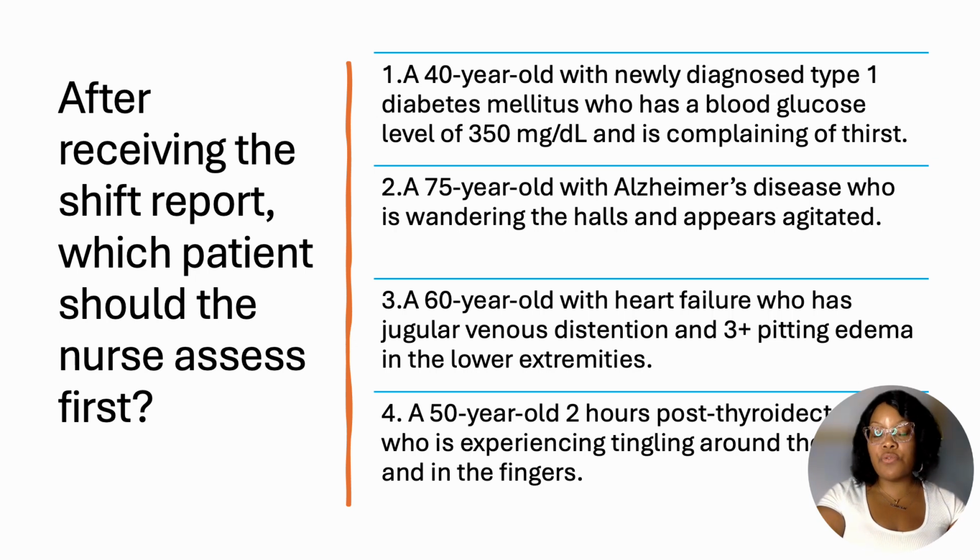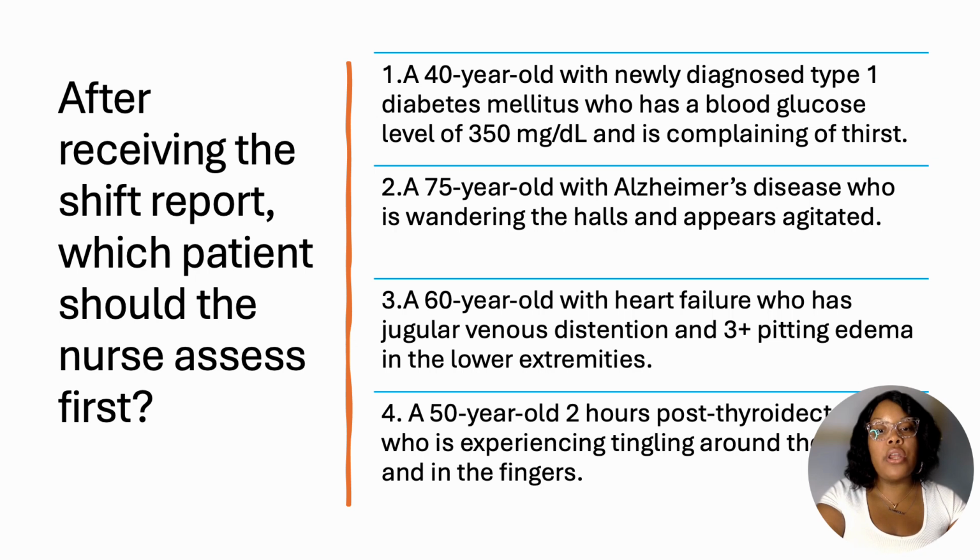So you see how this one was more complicated? We would have to know what are some things that we need to look for after a patient has had thyroid surgery. All right, so why wouldn't we go see the diabetic patient first? Because thirst is a sign and symptom of their blood sugar being so high. The patient with Alzheimer's disease, well, they have Alzheimer's, so they may wander around.